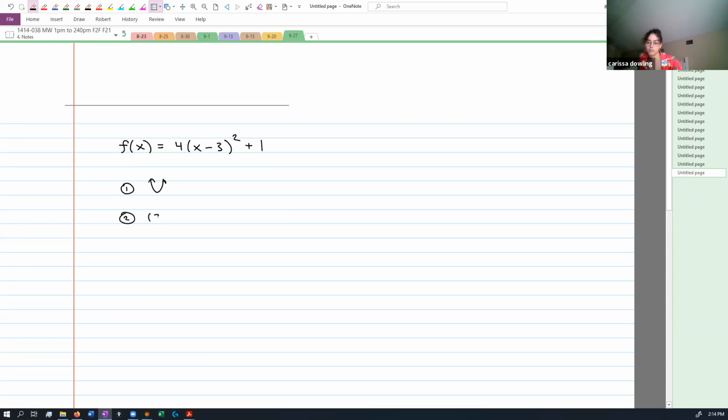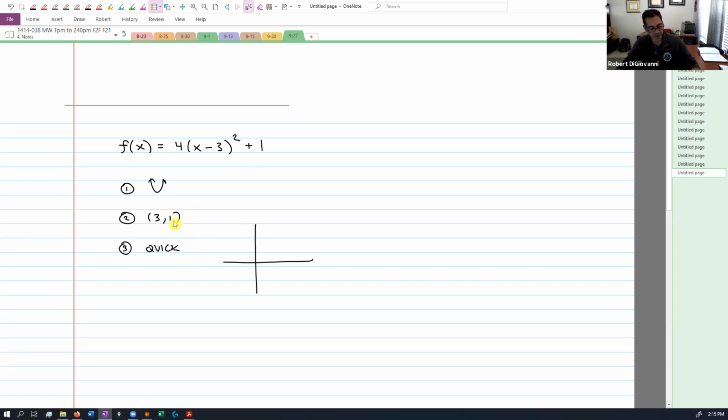3, 1. Because this is in vertex form, I can identify it easily: the opposite of this, and then 1. Quick sketch. My vertex is to the right 3, up 1. Put a dot, and it opens which way? Up.